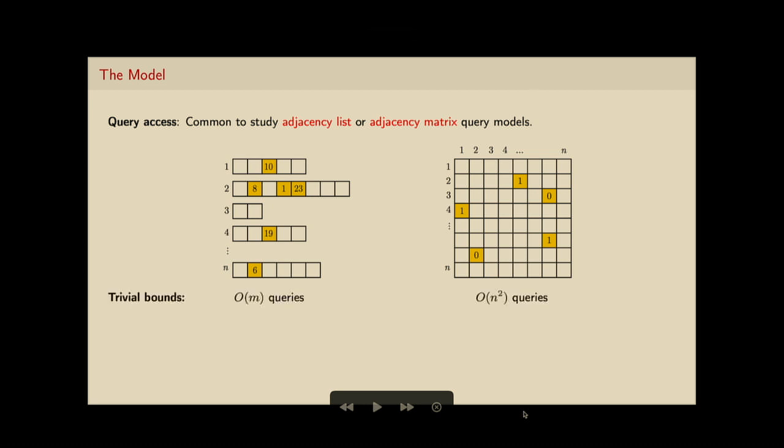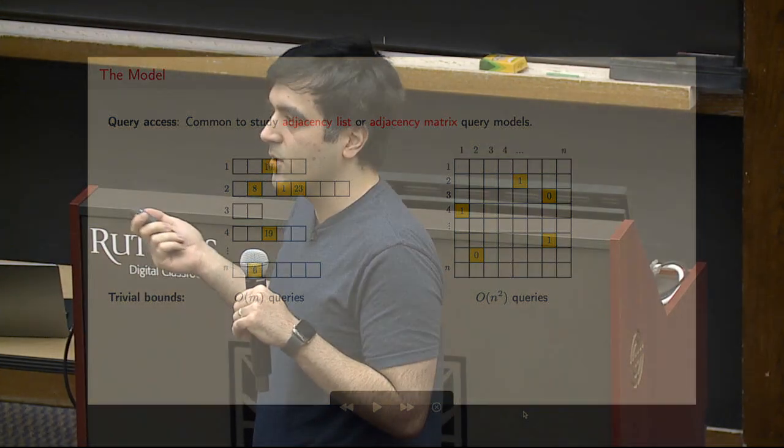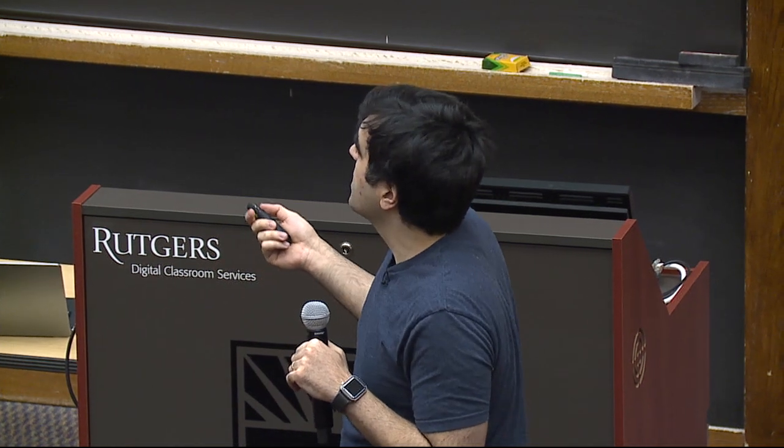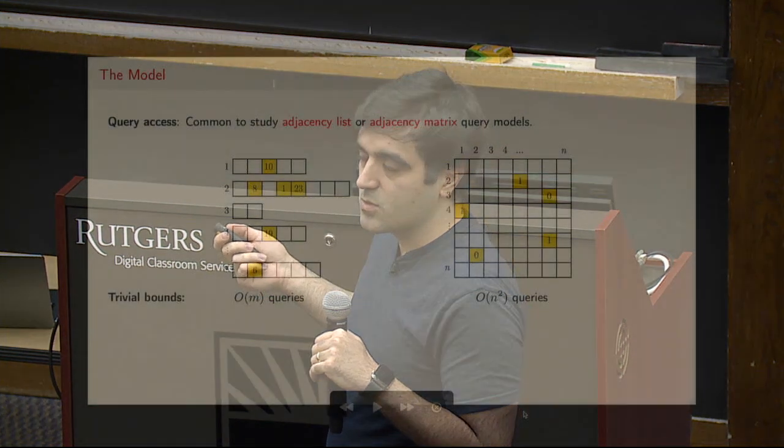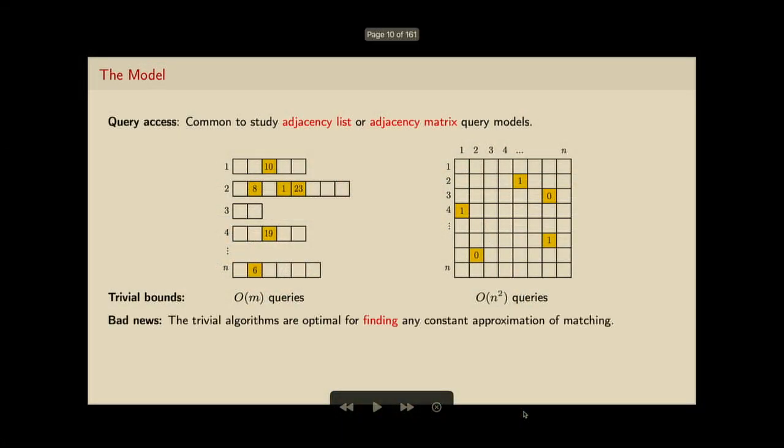What are the trivial bounds? In the adjacency list model, you can query everything. The total number of entries is the number of edges in the graph, because every edge appears twice. And in the matrix model, it's n squared. Unfortunately, these trivial algorithms are optimal if you want to find any constant approximate maximum matching. And we will actually see why this is the case. It's not hard to see.